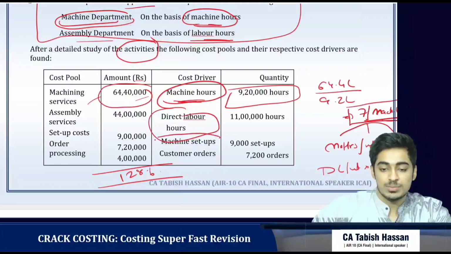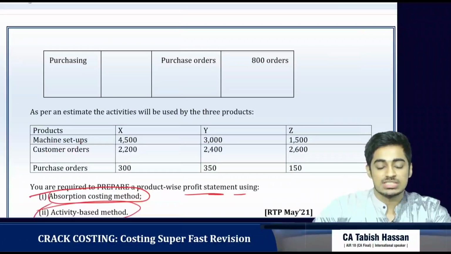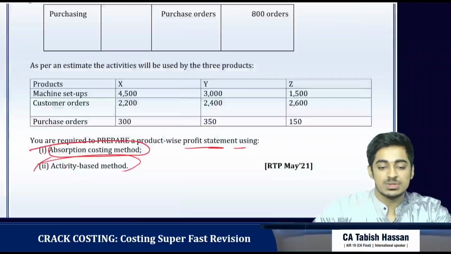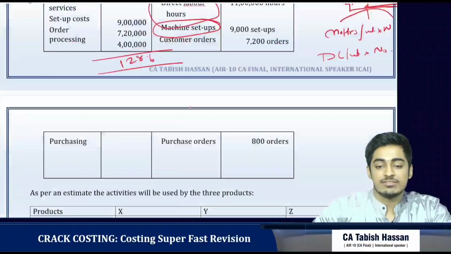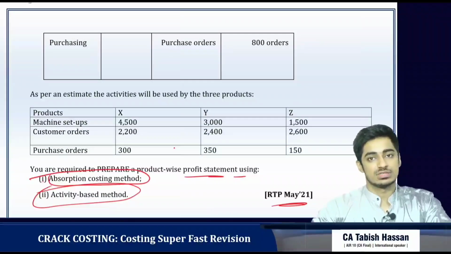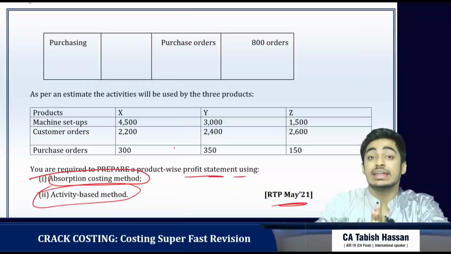Here you want the machine setups. How do we get the number of setups? Question has itself given what the total number of setups is. Next we want the number of customer orders. That is also explicitly given in the question. Then we have the purchase orders, that is also explicitly given in the question. Based on that, we can solve this. Believe me, activity based costing is one of the easiest and scoring chapters in the examination.